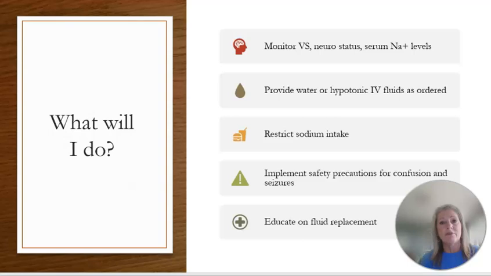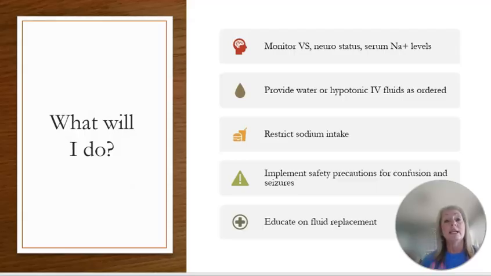Who's going to prescribe the fluids? The physician's going to prescribe the fluids. You will administer the fluids. So you're going to follow that doctor's order and do the fluid replacement. But you're also going to be monitoring their vital signs. You're going to be seeing if their confusion is getting better. Is their pulse going down? Is their blood pressure improving? What is their neural status? Is the sodium level going up or down? What is it looking like?